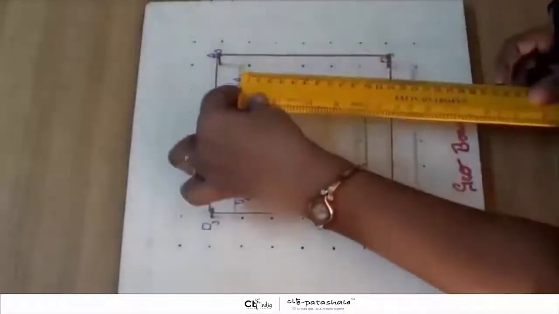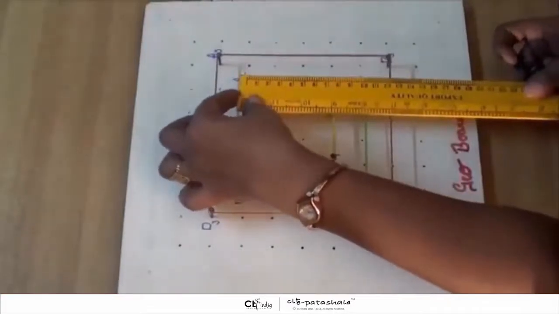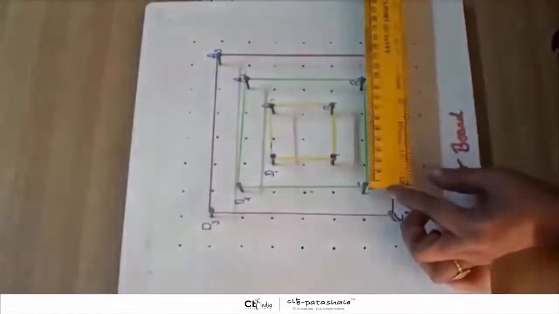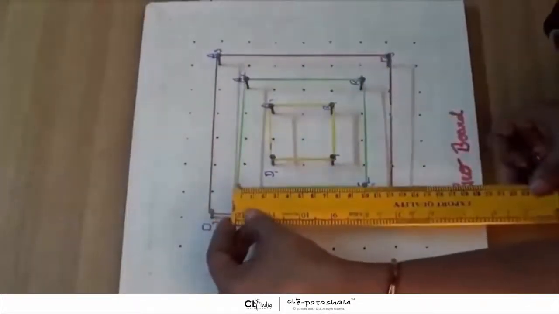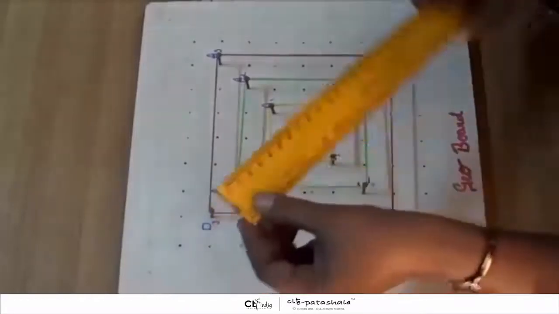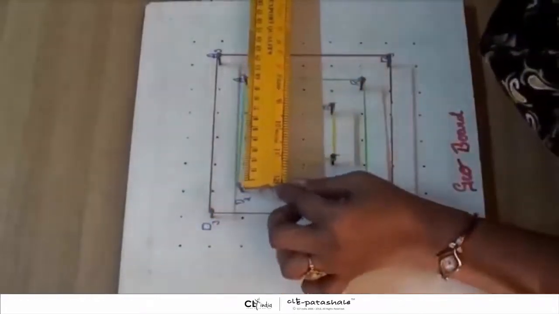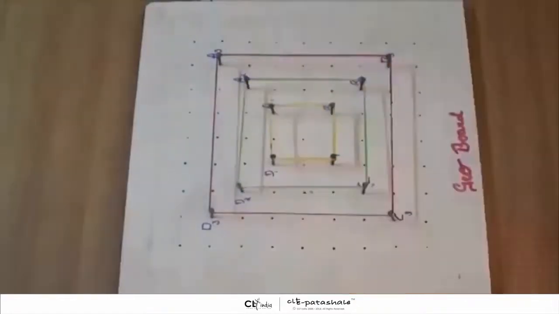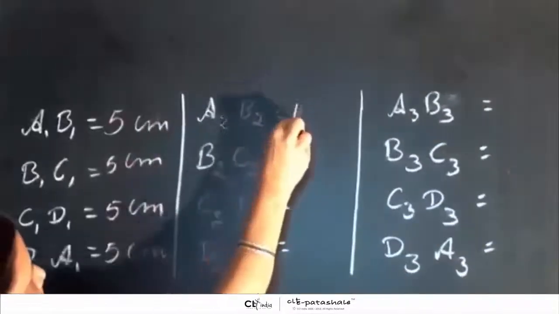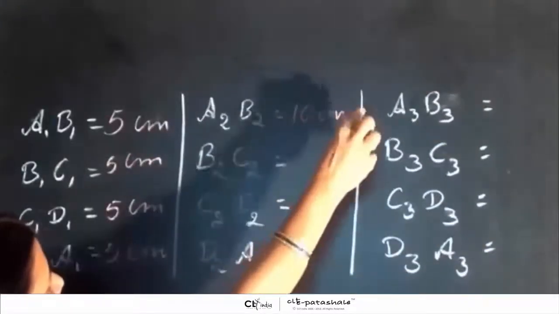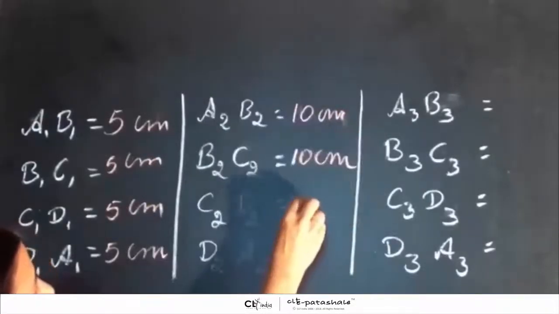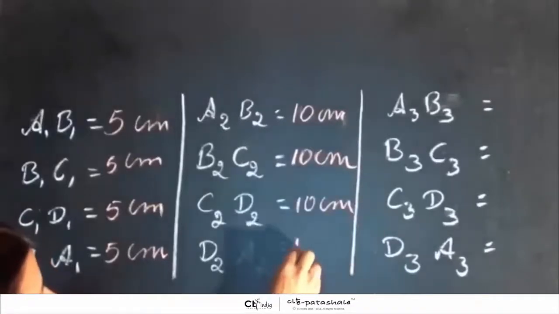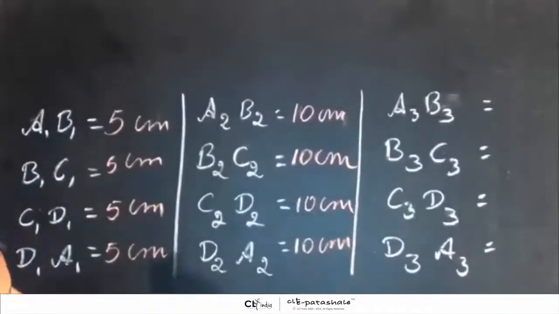So A2, B2 as you can see is 10 cm. B2, C2 is also equal to 10 cm. C2, D2 is also 10 cm as you can see. Even D2, A2 is also equal to 10 cm. Now let's record our observations. So A2, B2 as we observed is 10 cm. Let's record it. Even B2, C2, C2, D2 as well as D2, A2 all are equal to 10 cm.